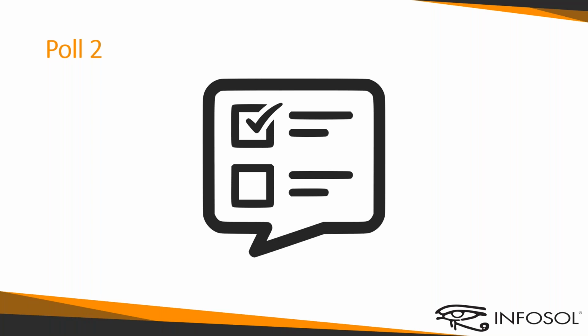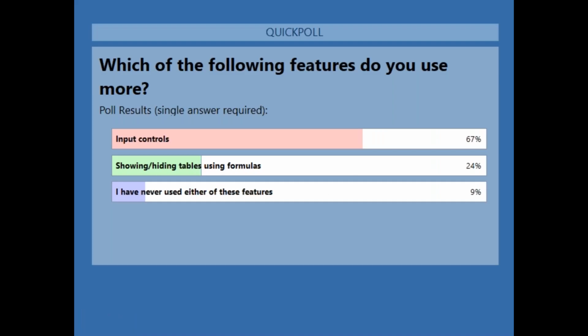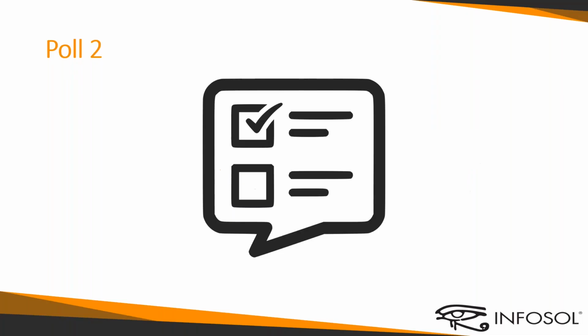All right, so here are the results. 67% said input controls, 24% said showing/hiding tables using formulas, and 9% said I've never used either of these features. Okay, so thank you, Anna Laura. Again, I put in a bit of a leading question there, which is going to bring us into our next example, but I did that on purpose as well.